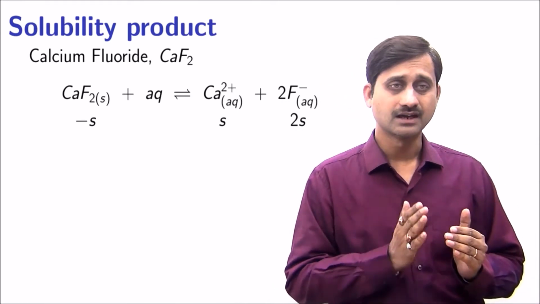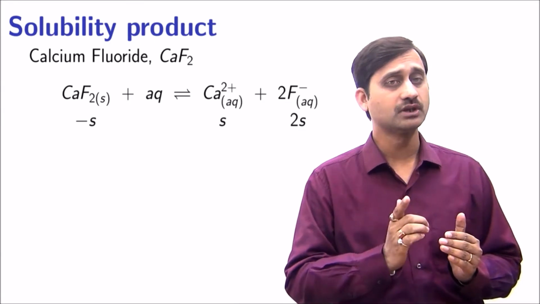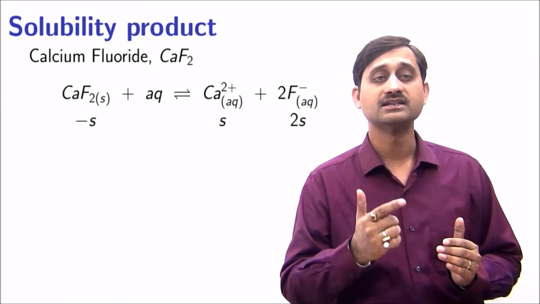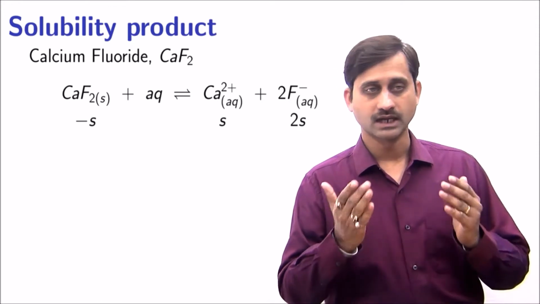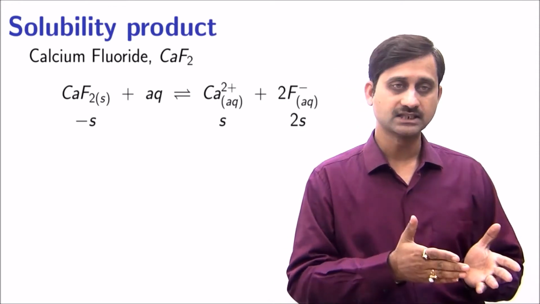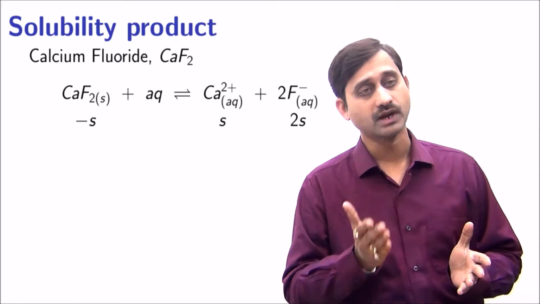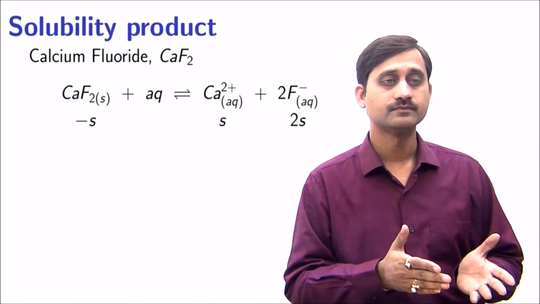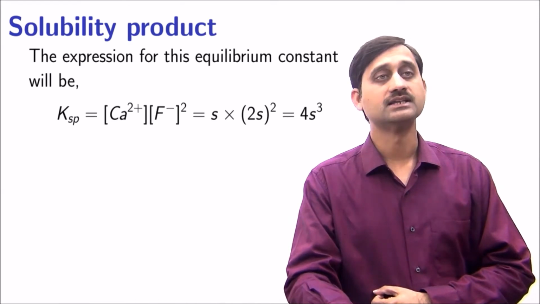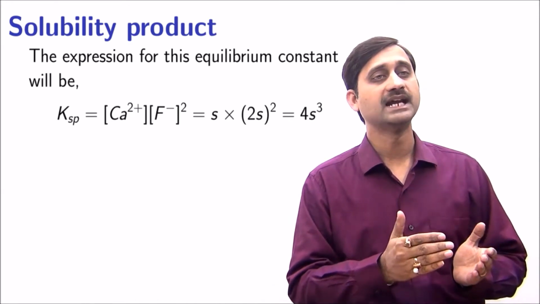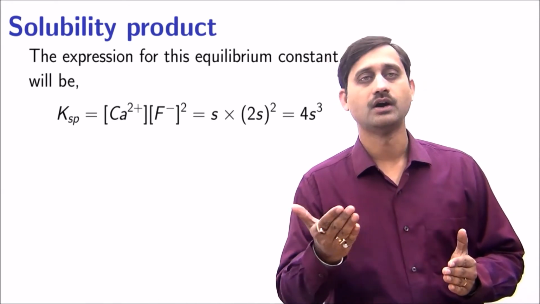In this case, the concentration of calcium is raised to the power 1, while the concentration of fluoride is raised to the power 2. The concentration of calcium is S, while the concentration of fluoride is 2S. So, the expression of this equilibrium constant is 4 multiplied by the cube of solubility.